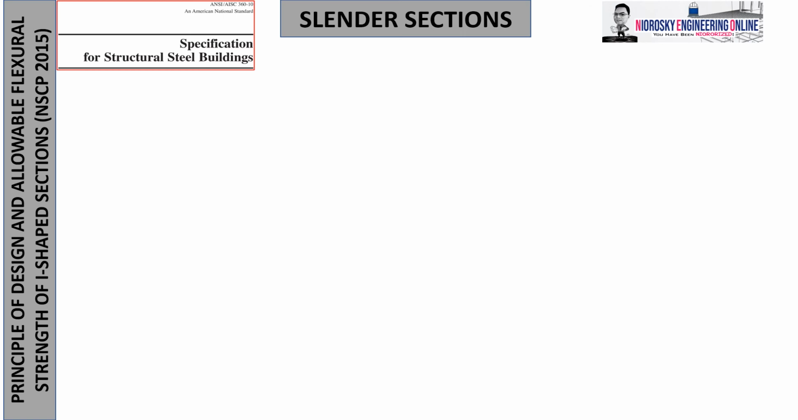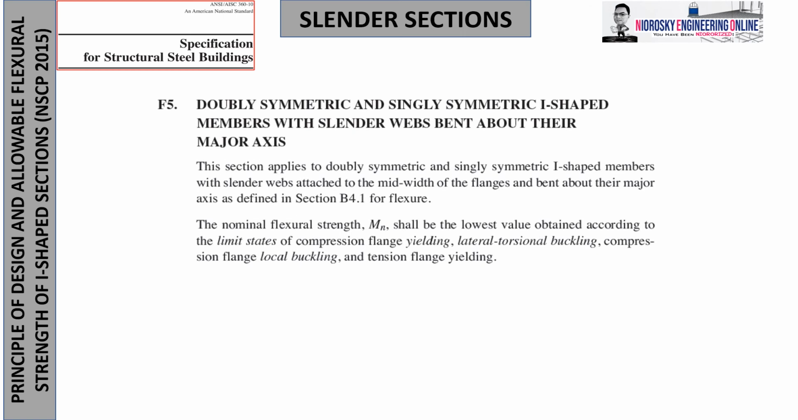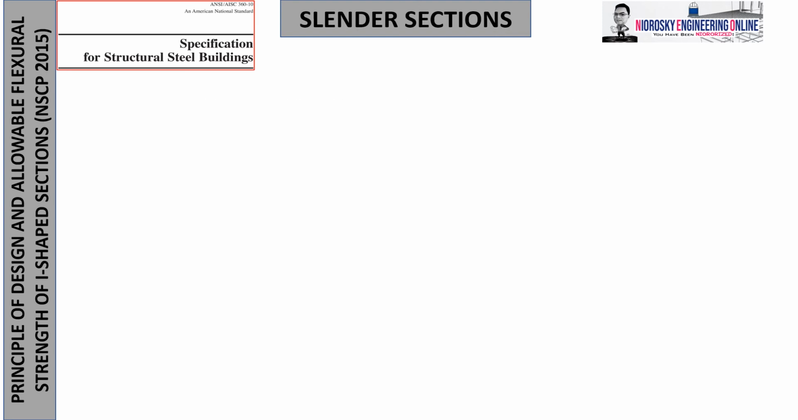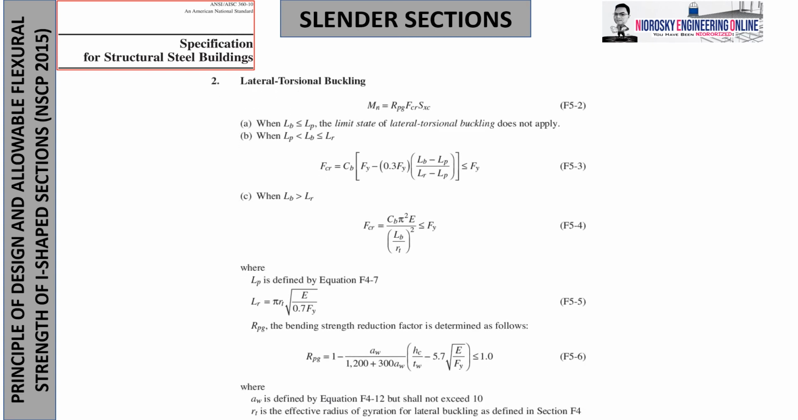Okay, so what is the equivalent in ANSI AISC 360-10? They considered the same things. The nominal moment shall be the lowest value obtained according to the limit states of compression flange yielding, the number 1 criterion, lateral torsional buckling, number 2 criterion, compression flange local buckling, the 3rd criterion, and tension flange yielding, the 4th criterion. So, compression flange yielding is the same as in NSCP 2015. The second criterion is also the same. Clearly stated, they are really similar. So, NSCP's adoption of it is complete.